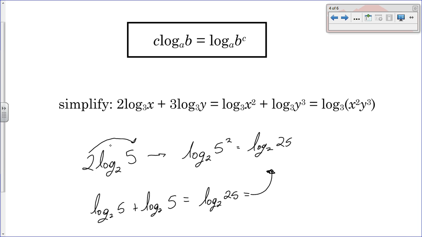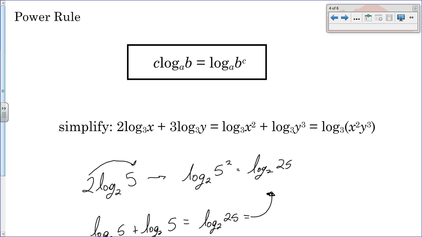You just lift up your coefficient and it becomes your exponent.